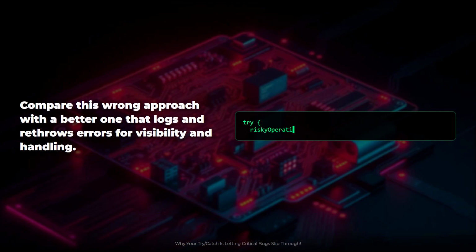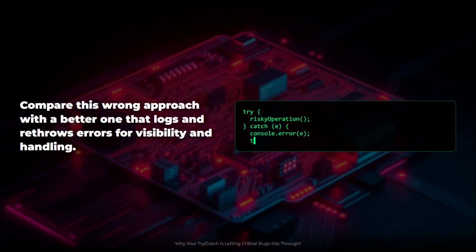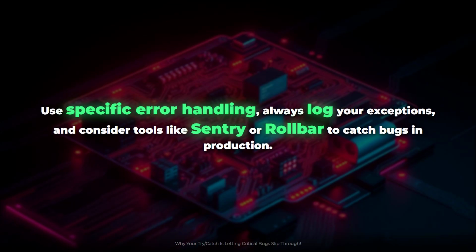Compare this wrong approach with a better one that logs and rethrows errors for visibility and handling. Use specific error handling, always log your exceptions, and consider tools like Sentry or Rollbar to catch bugs in production.